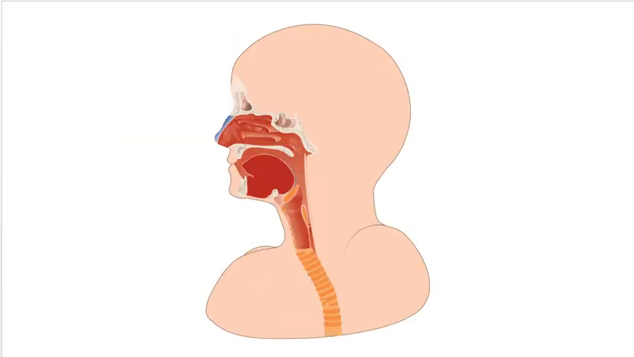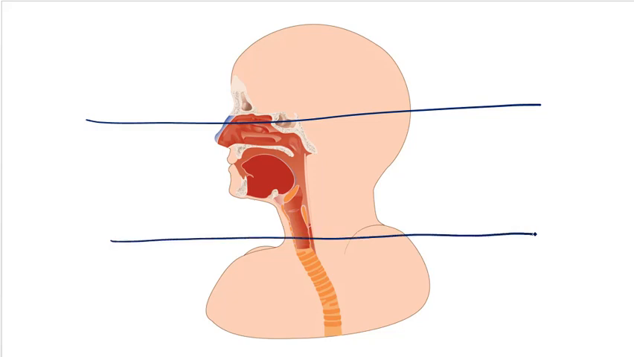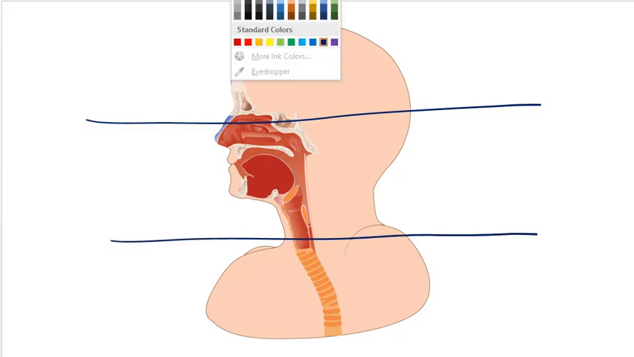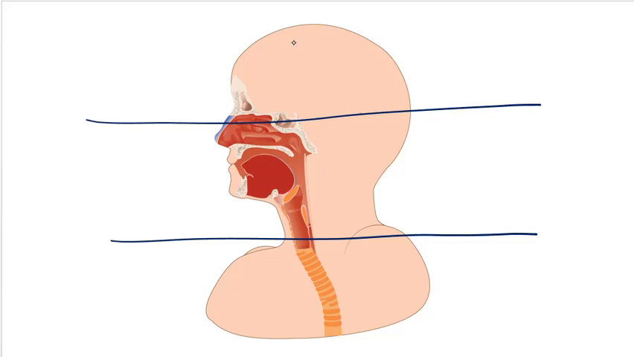Now let's take a little closer look at that airway. It can be broken into two segments, the upper and the lower airways. I'm going to use this illustration here to show you the parts of the upper airway. First, the upper airway extends from the nasal cavity here down to the lower border of the larynx here. So basically everything between these two lines is the upper airway.